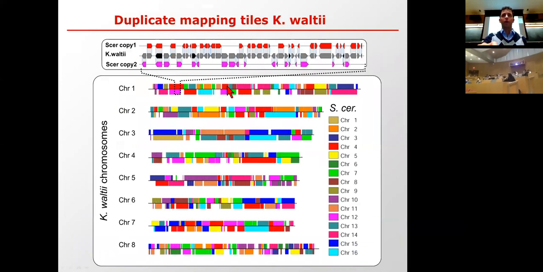and that was found for every single region of Kluyveromyces waltii. So basically, every single chromosome of Kluyveromyces waltii mapped to exactly two chromosomes of Saccharomyces cerevisiae. So there were no regions that mapped three times, and there was no region that was mapping one time over, extending them. Yeah.